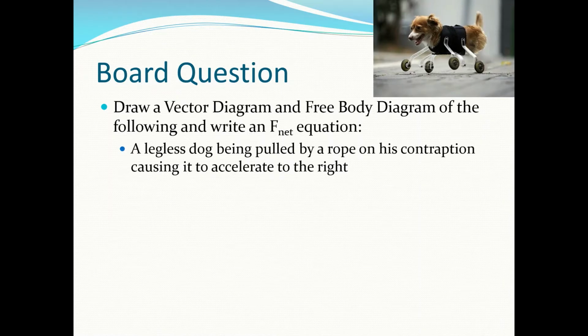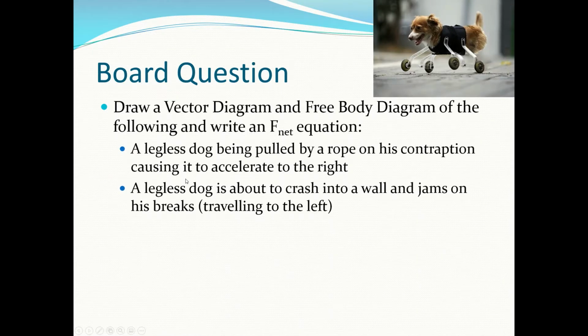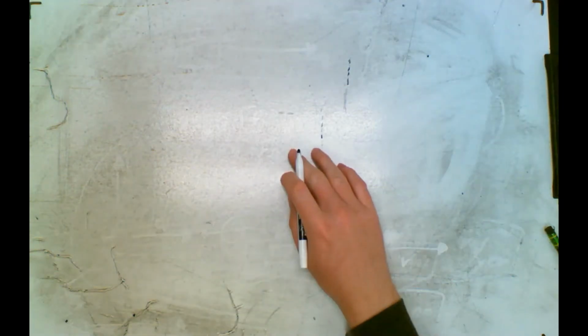Let's try another one, just in case that one was a little bit confusing. We have our legless dog, who is about to crash into a wall, jams on his brakes, traveling to the left. I want you to draw a free body diagram, an F-net equation, and a vector diagram for this situation. Try your best. Let's start off with the free body diagram.